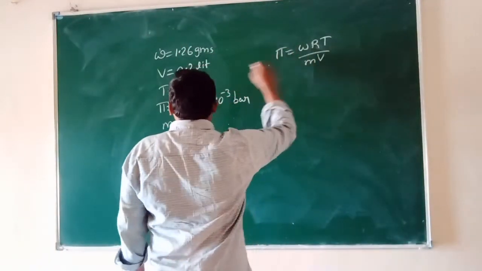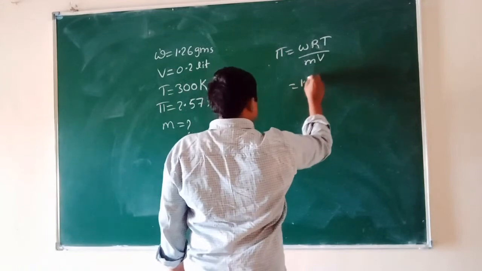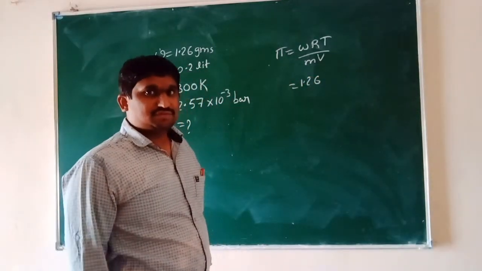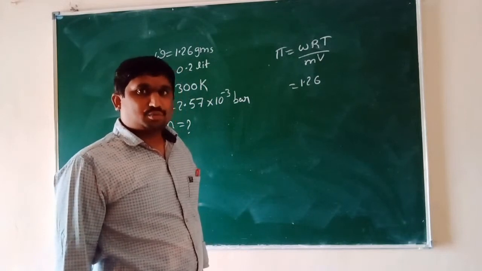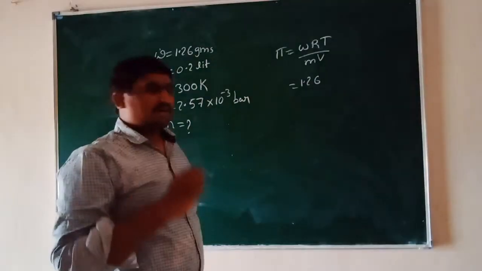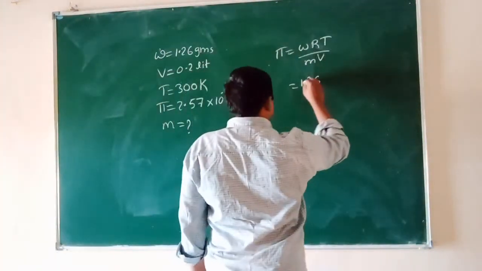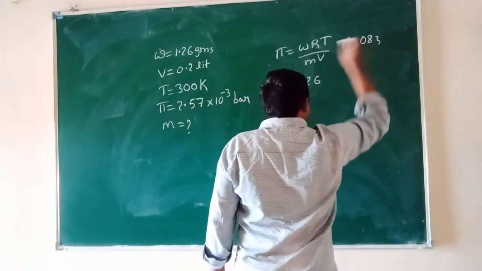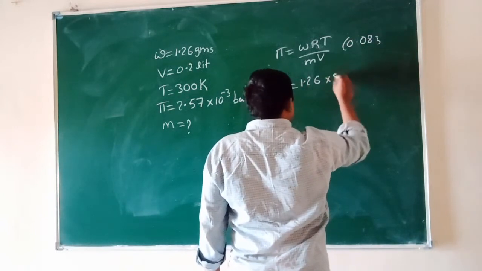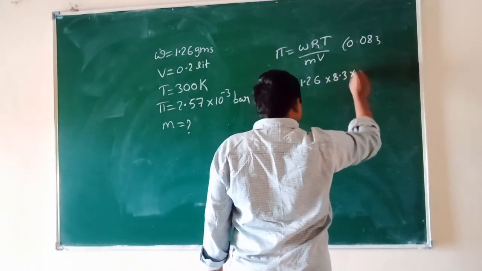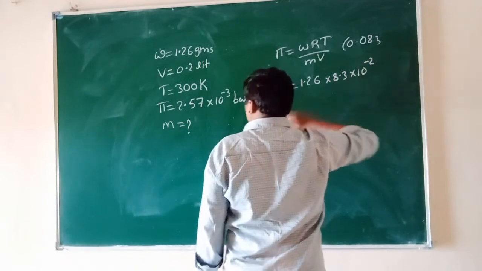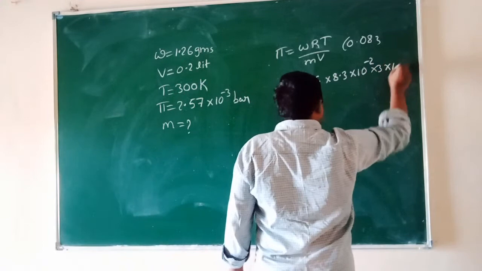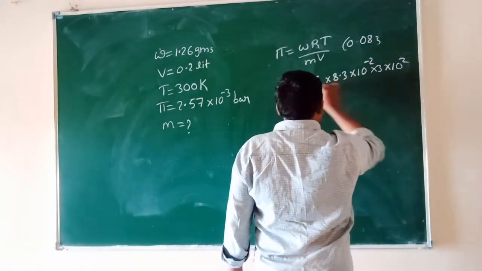Weight of protein given is 1.26. Since pi value is given in bar, the R value we take also in bar. R value in bar is 0.083, which we can write as 8.3 into 10 power minus 2. Temperature is 300 kelvins, that is 3 into 10 power 2.